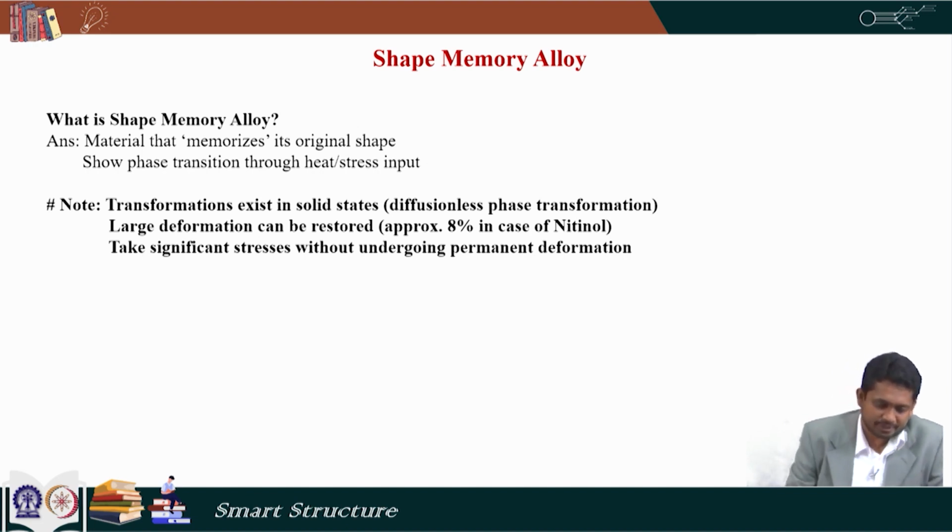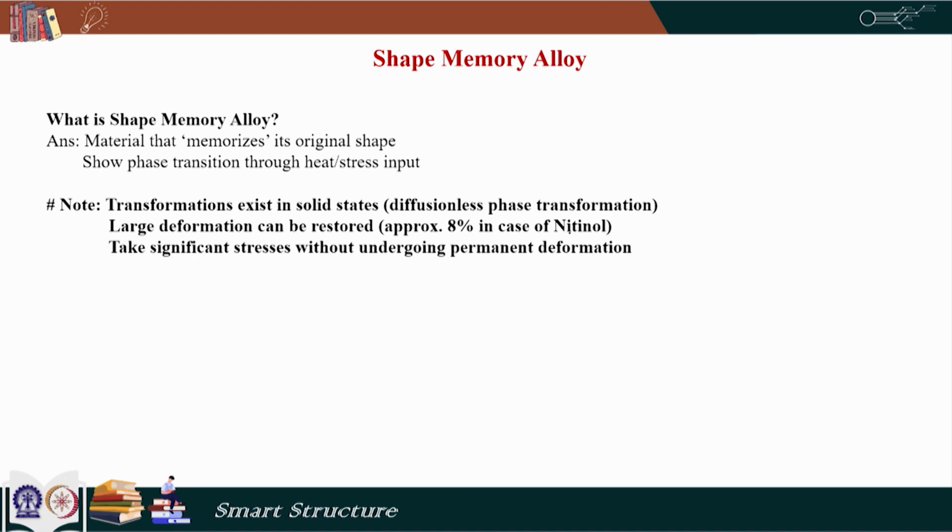So, first, what is shape memory alloy? Shape memory alloy is a material that memorizes its original shape, and these materials show phase transition or phase transformation, and through this phase transformation the shape memory effect is seen, and this phase transition happens through heat or stress input. Now, here the transformations are in solid states. So, here it transforms from one solid phase to another, and we see large deformation can be restored through it.